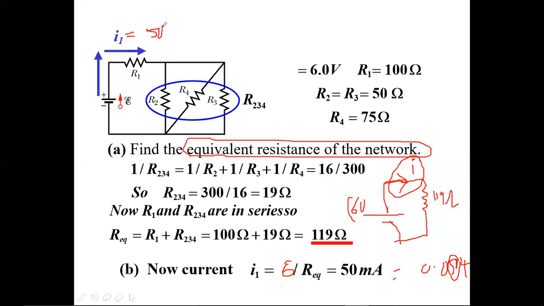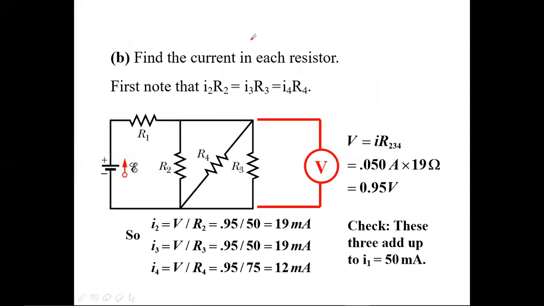Now he wants to know the current in each branch, right? He wants to know the current in each branch, meaning I2, I3 and I4. For that, let me move to the next slide. Here, if you look at the circuit carefully, you will get one important point.